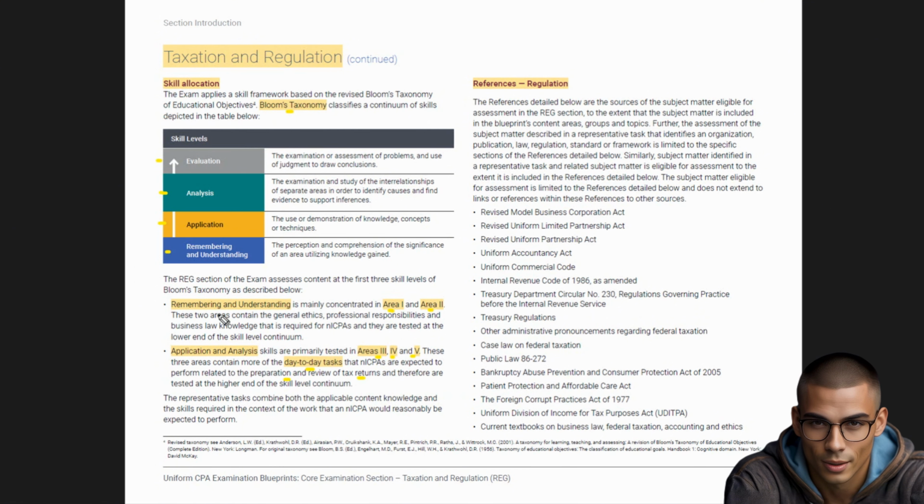Whereas for the remembering and understanding, these two areas are going to be more related to the general ethics, professional responsibilities, and business law knowledge that a CPA candidate needs to know.